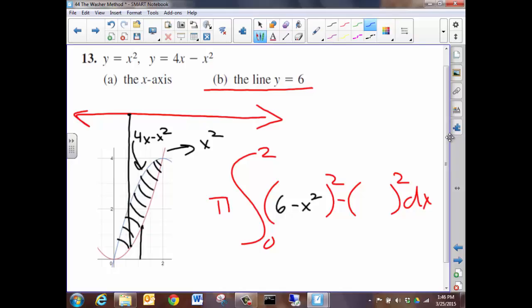For this blue curve, we're looking for that distance from the blue curve up. 6 minus the other one, 4x minus x squared. 6, I wrote that wrong. 6 minus 4x minus x squared, the whole quantity squared, dx. And you don't want to work these out without a calculating device.